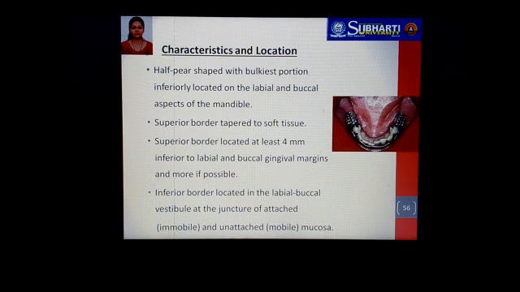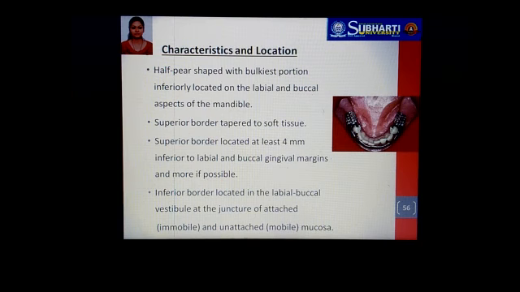Coming on to the characteristics and location, again the basic design is the same. It should be half pear shaped, with the bulkiest portion posteriorly and a thinner anterior portion. The superior border should be tapered to the soft tissue, and located at least 4 millimeters away. The criteria is the same whether you are extending the major connector lingually or labially. The distance between the gingival soft tissue and the margin should be at least 3 to 4 mm.